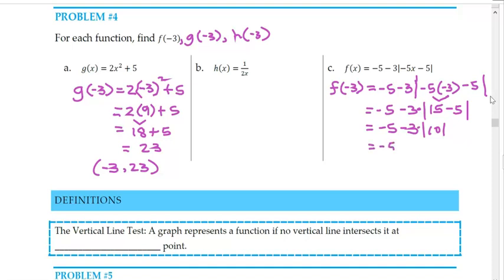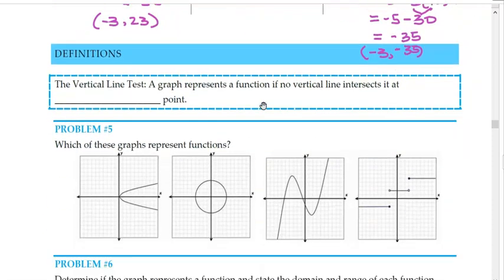So I have -5 minus 3. And now I'm going to put it in parentheses because I found the absolute value of 10 to be 10. Now I need to do my multiplication first there. So -5 minus 30, and -5 minus 30 is -35. And again, we could write this as an ordered pair being 3 comma -35. All right, and I'll leave you that B one there to do on your own.